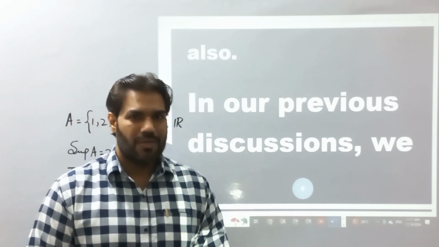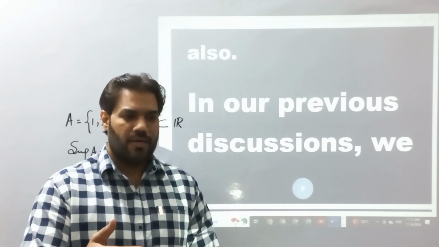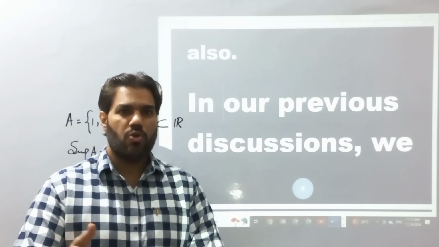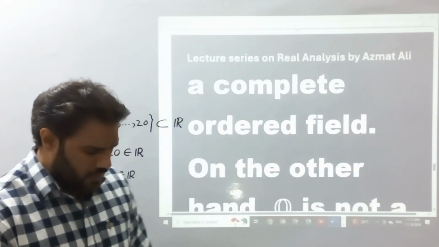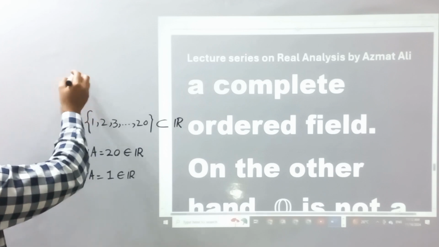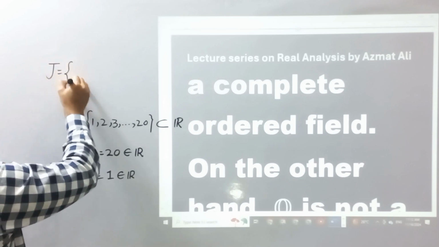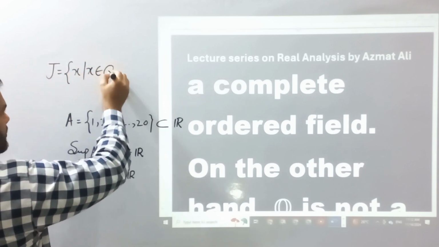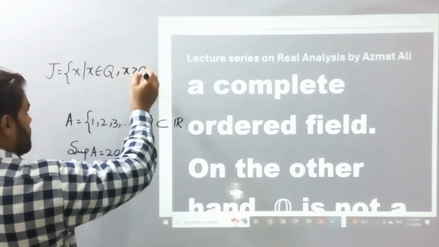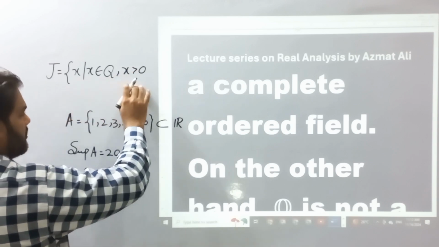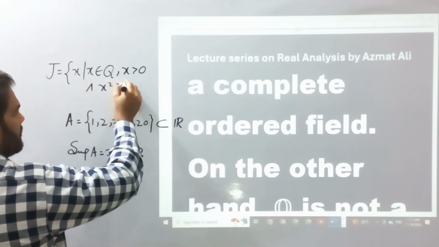But on the other hand, Q is not a complete ordered field because there are many subsets of Q that are bounded above but have no supremum in Q. For example, observe a very important subset of Q. Suppose the set is named J, equal to the set of x such that x belongs to Q, x is positive, meaning this is a set of positive rational numbers that satisfy the condition x squared is greater than 2.